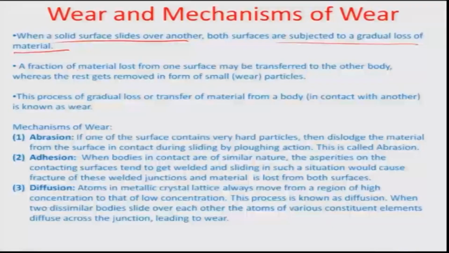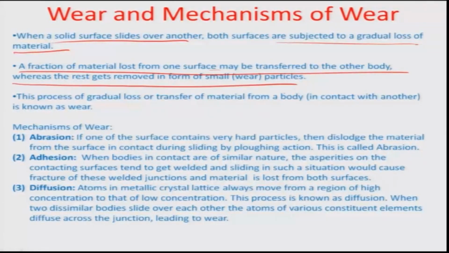So, a fraction of the material lost from one surface may be transferred to the other body, for example, as we saw in the case of friction, or it may just be dislodged into the medium because there is a sort of a brittle fracture and a chipping action which happens. So, if the process is a gradual loss, then you can call it frictional wear. So, there are many mechanisms in which wear can take place.